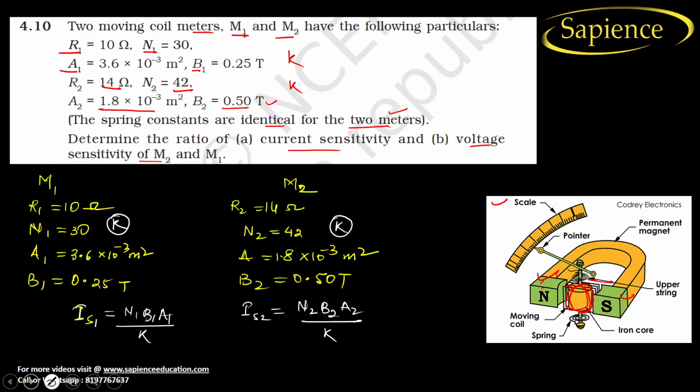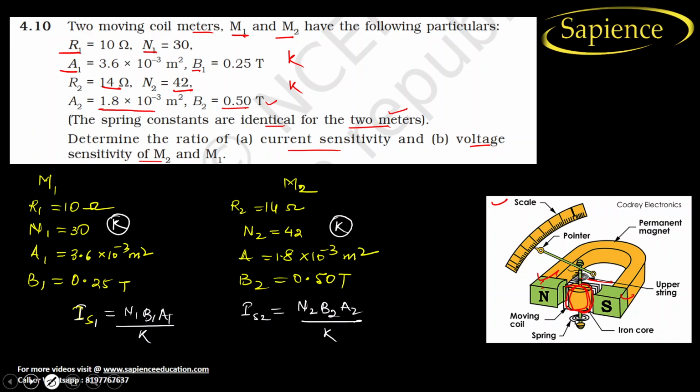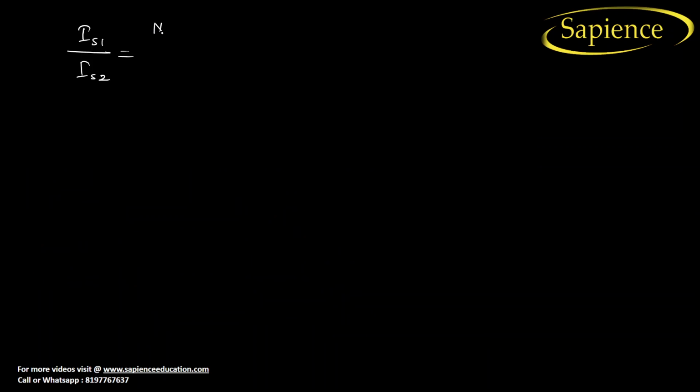If you want to find the ratio of the current sensitivity of coil 1 to the current sensitivity of coil 2, it will be N1 B1 A1 divided by K, divided by N2 B2 A2 divided by K. So K gets cancelled out. This will be N1 B1 A1 divided by N2 B2 A2.